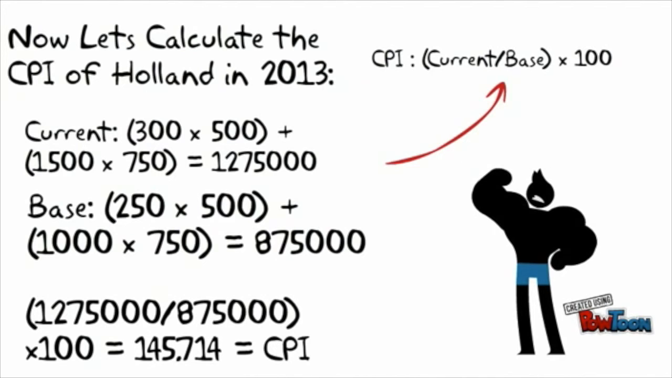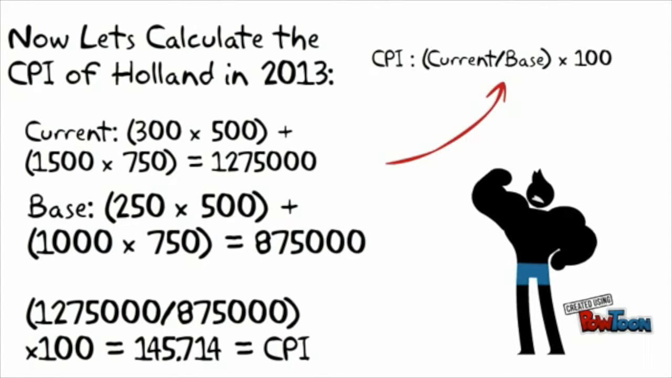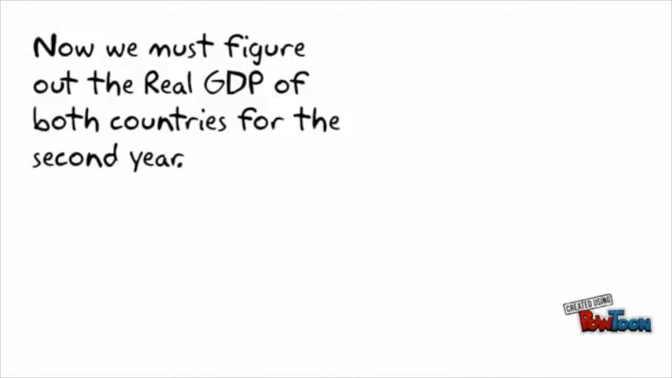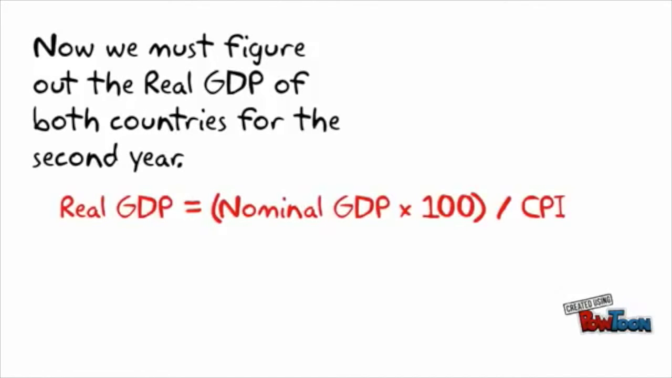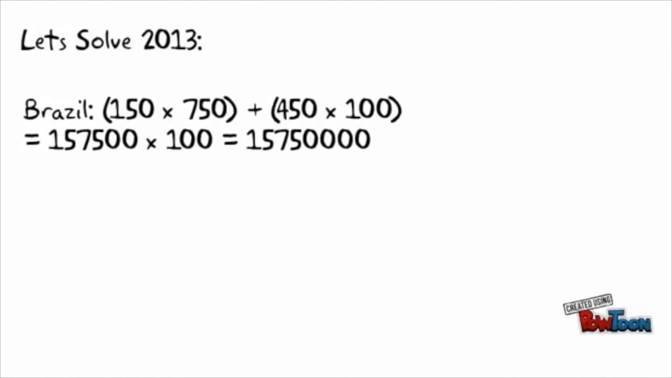Use the same formula: current price times base quantity divided by base price times base quantity, all multiplied by 100. CPI equals 145. Now, in order to find the real GDP of both countries, we must use the formula nominal GDP times 100 divided by CPI. Nominal GDP equals current price multiplied by current quantity.